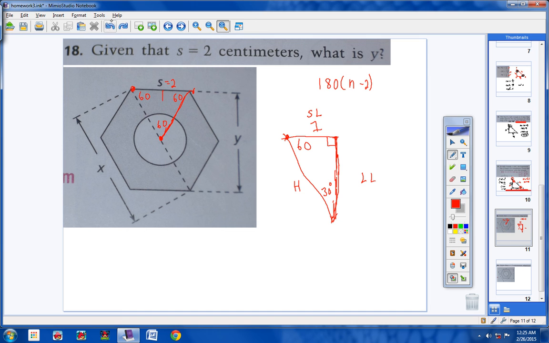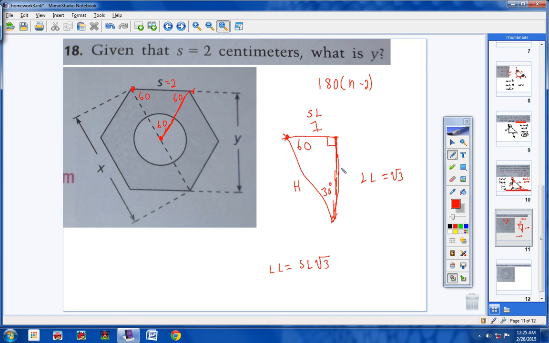So here we go. What I learned in my notes is the longer leg equals, you can take the shorter leg and multiply it by the square root of 3. That's what we learned. So your shorter leg is 1. 1 times the square root of 3 is just square root of 3. So there we go. The longer leg equals square root of 3.